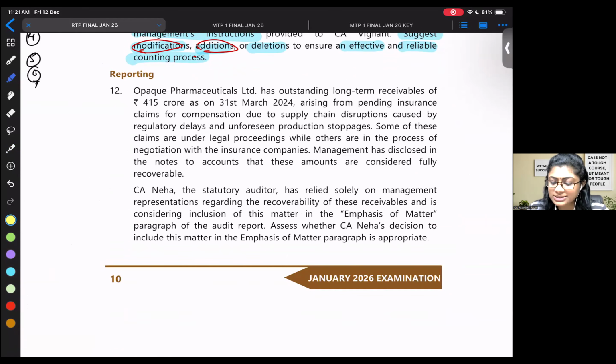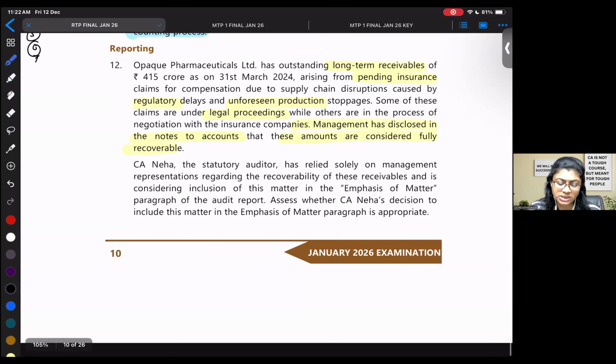Opaque Pharmaceutical Limited has outstanding loan receivables of 415 crore arising from pending insurance claims for compensation for supply chain disruption caused by regulatory delays and unforeseen production stoppages. Some of these claims are under legal proceedings, while others are in the process of negotiation. Management has disclosed in the notes to accounts that these amounts are considered fully recoverable. So there was an issue, guys: legal proceedings are there and management has disclosed. CA Neha, the auditor, has relied solely on management representation regarding the recoverability of receivables.